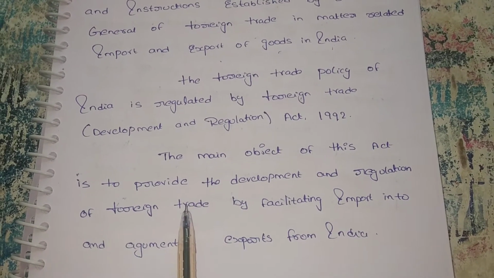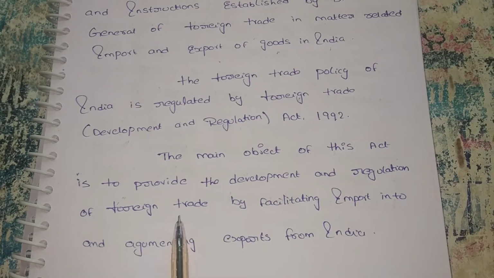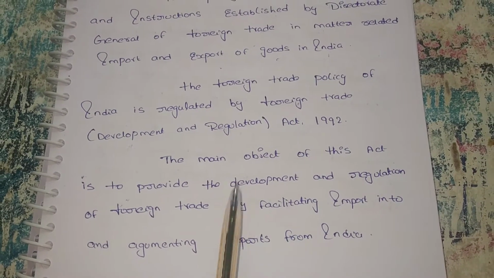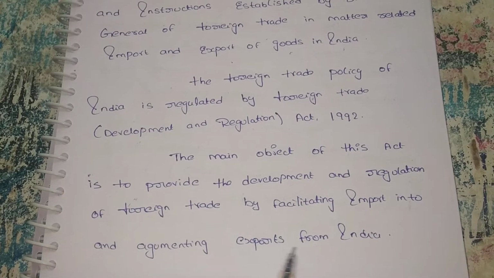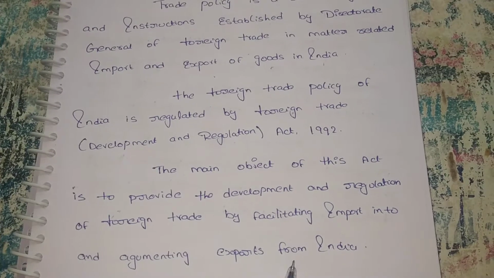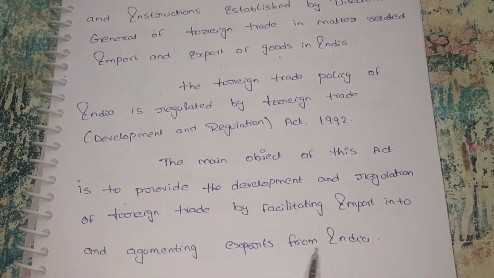Foreign trade means exchanging, that is, the development of exports and imports. By facilitating import into and augmenting exports, we have to facilitate the imports and we have to encourage the exports from India. The main objective is facilitating the imports and encouraging the exports from India. This is the introduction part about foreign trade.